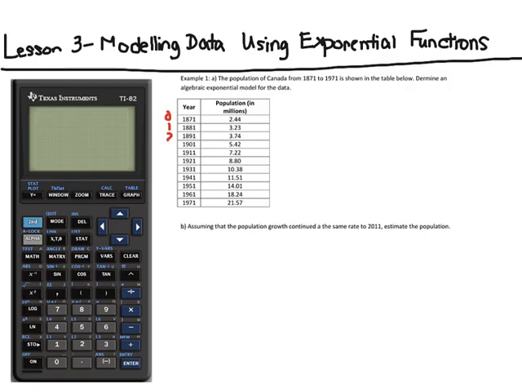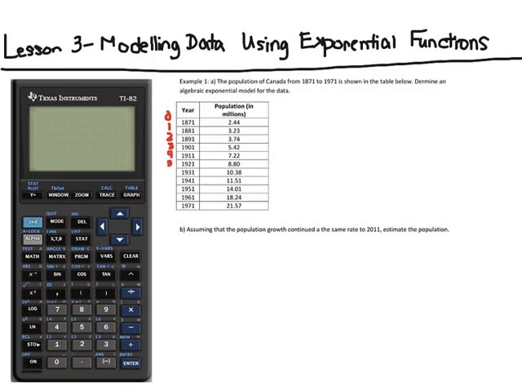And then it's 1, 2, 3, 4, 5, 6, 7, 8, 9, and 10. It should be 10. One second. So when we're graphing this, instead of putting 1871 for x, we're just going to put 0, 1, 2, 3, 4, 5, 6, 7, 8, 9, 10.